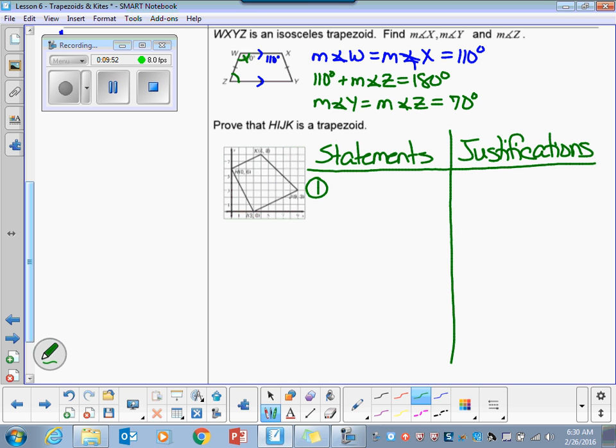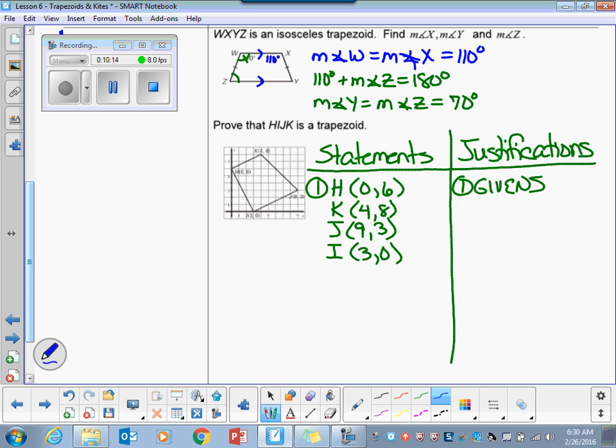So, my givens are all ordered pairs. H is at (0, 6), K is at (4, 8), J is at (9, 3), and I is at (3, 0). Givens.